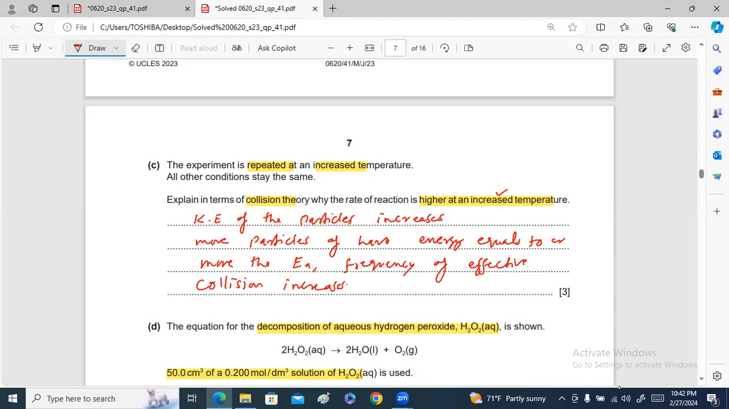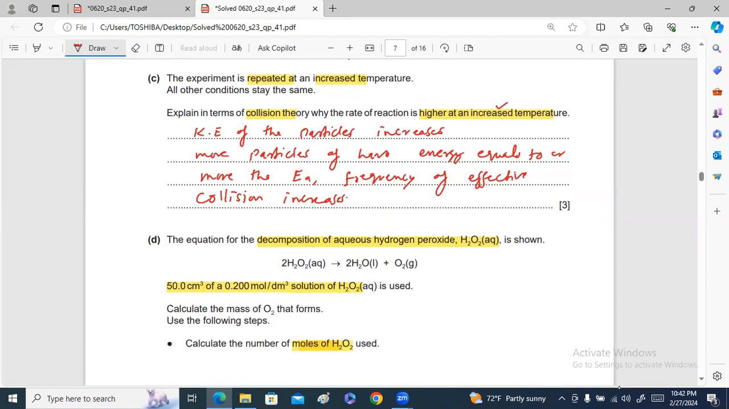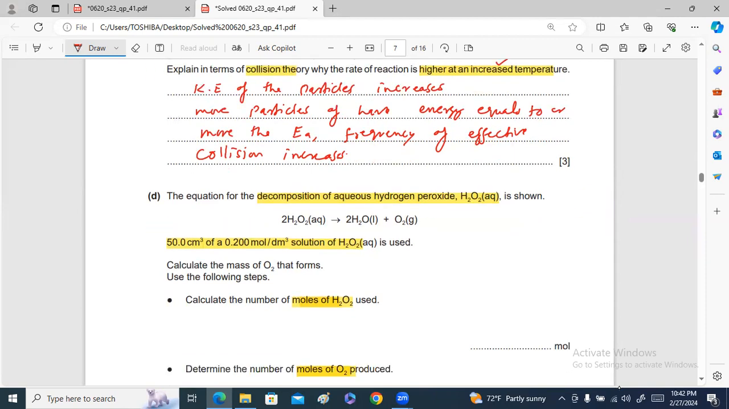So when temperature increases, the particles gain more kinetic energy. Now, more particles have energy equal to or more than activation energy, the minimum amount of energy which is required to start the chemical reaction, and the frequency of the effective collisions will also increase. The collisions per second increase, so the rate of the reaction will also increase.